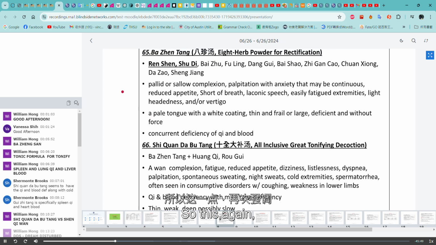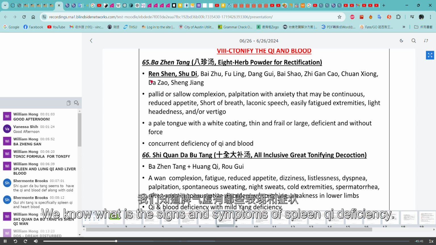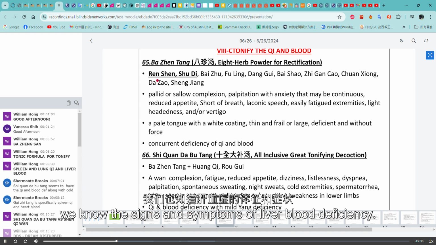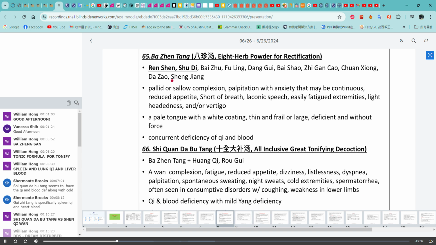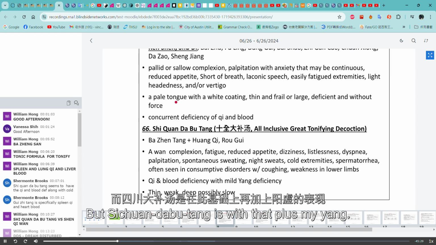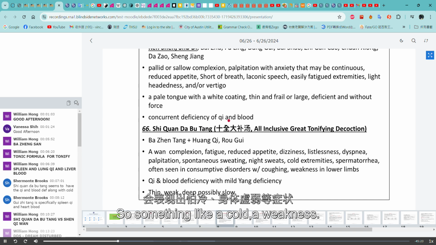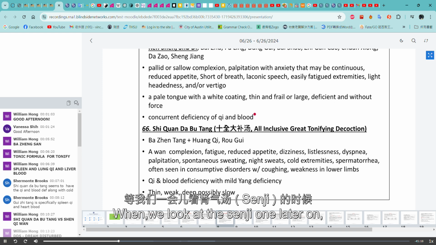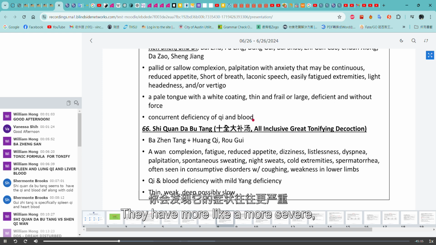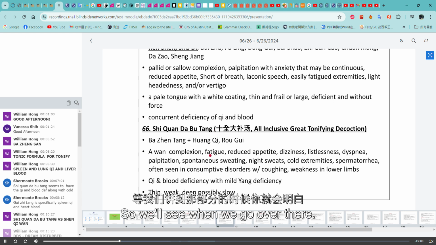So again, Bajentang is spleen Qi and liver blood deficiency. We know the signs and symptoms of spleen Qi deficiency, and we know the signs and symptoms of liver blood deficiency. Put them together, that's what Bajentang makes. But Sichuan Dabutang is that plus mild yang deficiency, so something like cold or weakness. When we look at the Shenchuan later on, they are more severe, more focused on the yang aspect of the body rather than Qi and blood. So we'll see when we go over there.